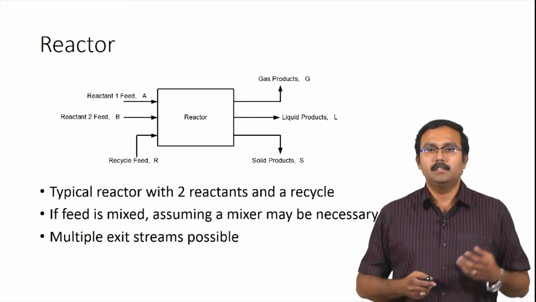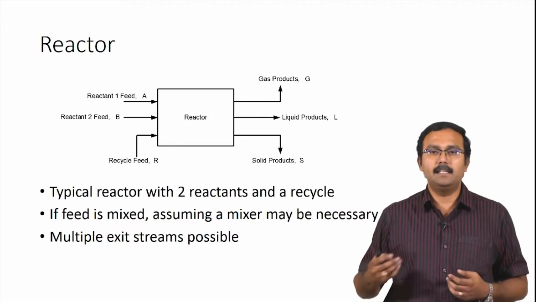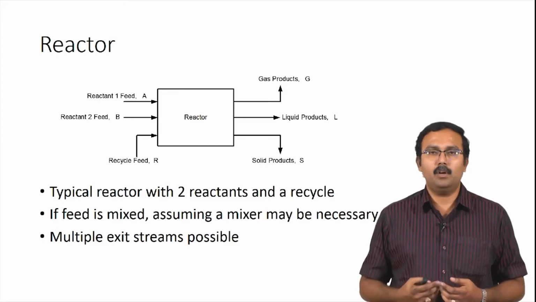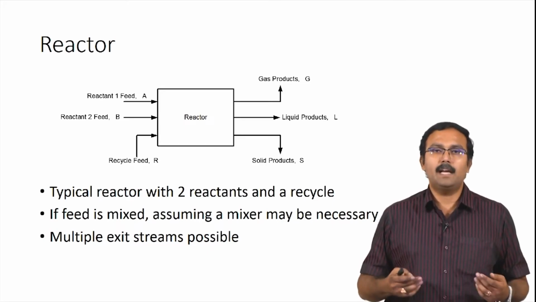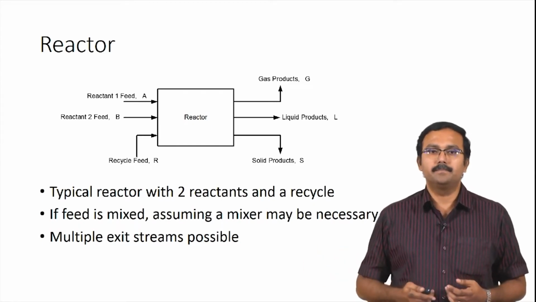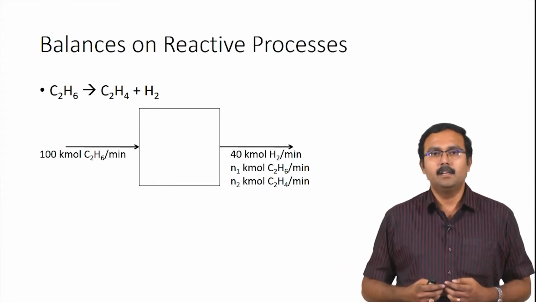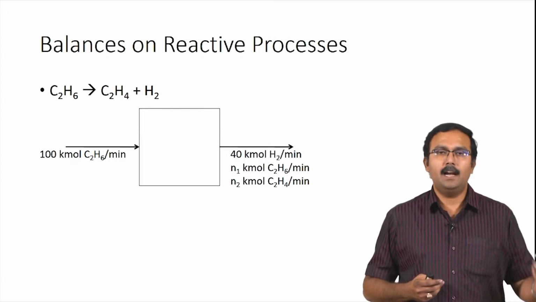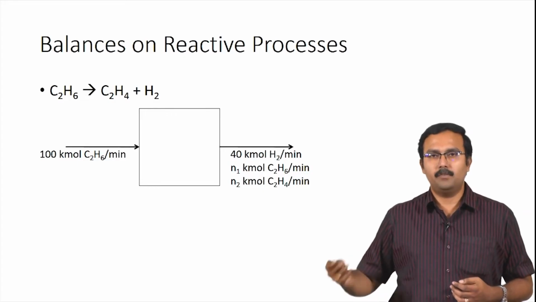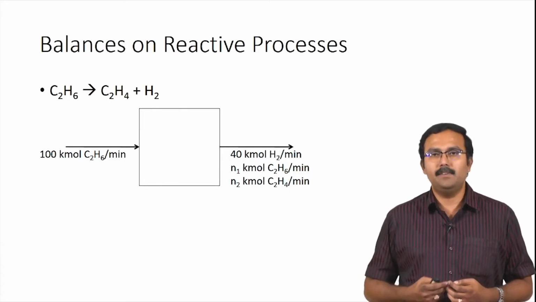What is a reactor? The diagram you see here is a typical representation of a reactor which has two feeds and a recycle. You can have products which could be gas products or liquid products or solid products. These products could be coming out as different streams and they can actually be separated further. Consider this reaction which is shown here. You have ethane forming ethylene and hydrogen. So, the reaction system is given as 100 kilomoles of ethane entering per minute reacting to form 40 kilomoles of hydrogen per minute. We do not know the number of moles of ethane and ethylene which are leaving the system.